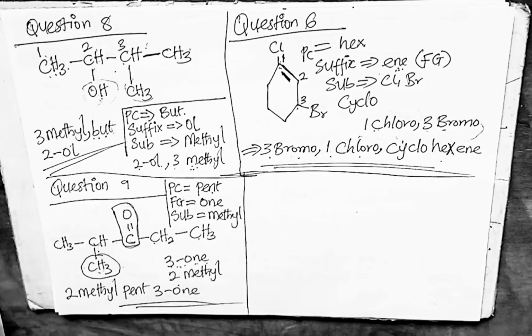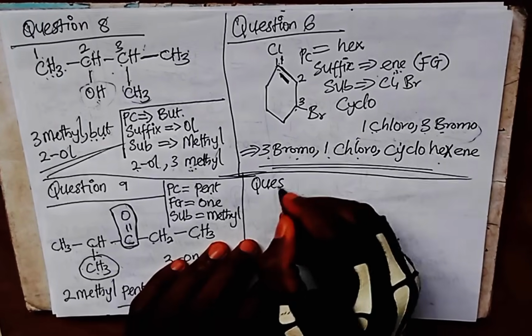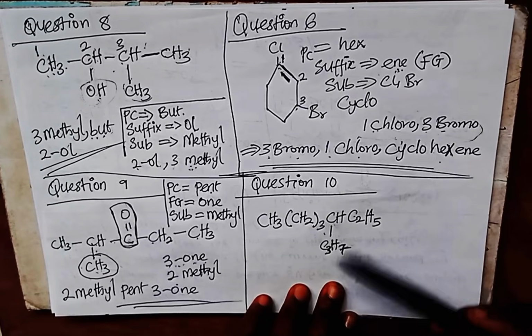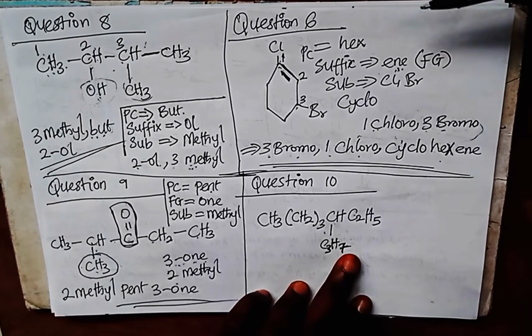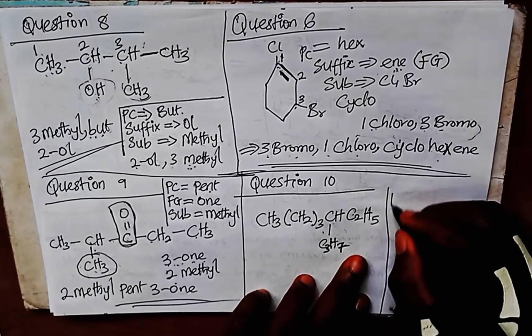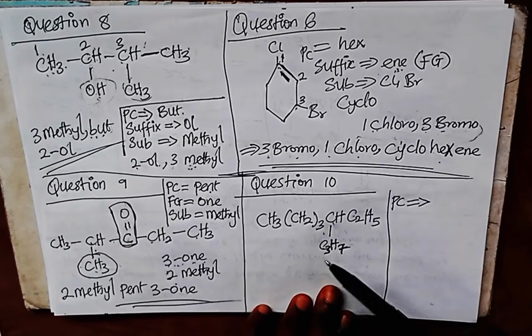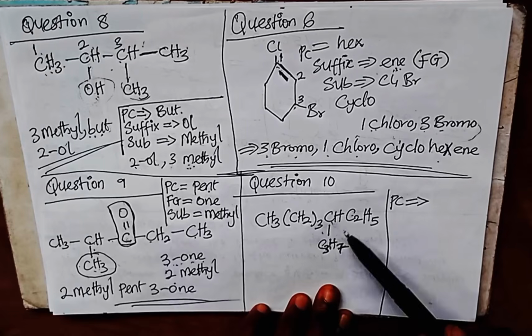As easy as ABCD. Very, very easy. Question 10. What do we have in question 10? They say we should name this compound here. Following the basic rule, we first find the longest continuous chain, which is the parent chain. We count the longest continuous carbon to carbon chain from here.